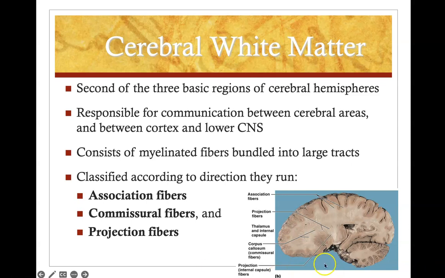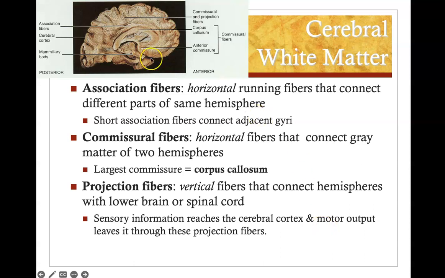And it's going to consist of both myelinated fibers as well as some unmyelinated fibers. But mostly, again, lots of myelinated fibers because that's why it's white, hence the white matter. And we can classify these according to the direction that these tracts and fibers are running. So we have what are called association fibers. Association fibers are going to be running horizontal. And so you can see here's some association fibers right here. And those are going to connect to different parts of the same hemisphere.